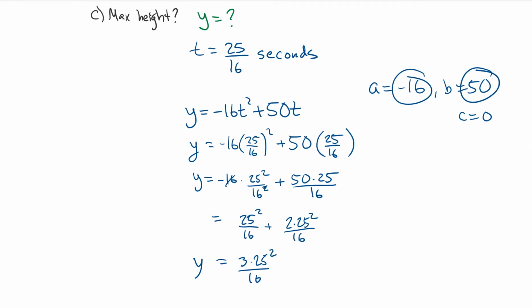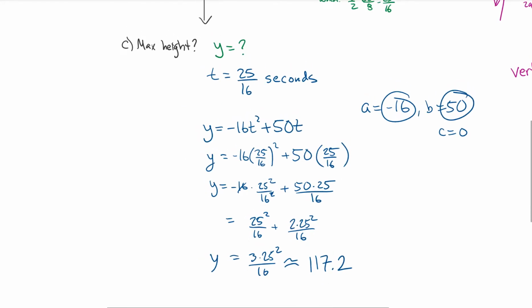All right, I'll stop. Now let's punch this into a calculator. I think I can handle that a lot better. 3 times 625 divided by 16, and then we get approximately 117 point. Now, what do I want to round to? Let's go to 1 decimal place. And we could say that our max height would be 117 feet.